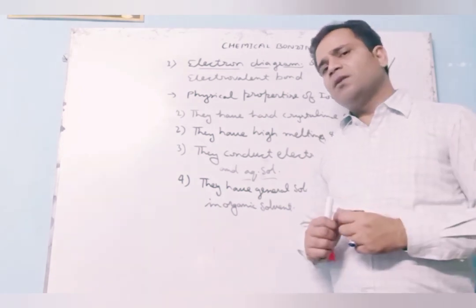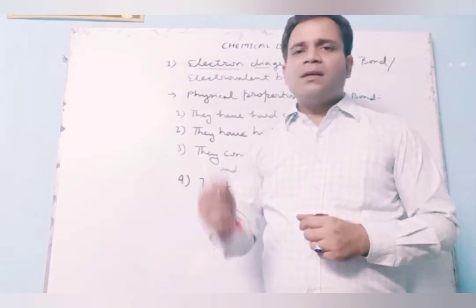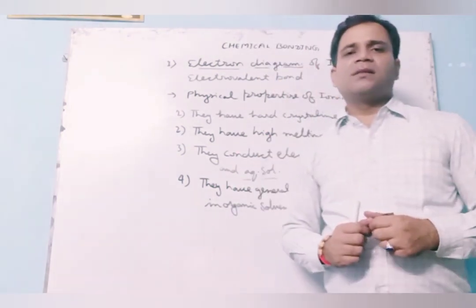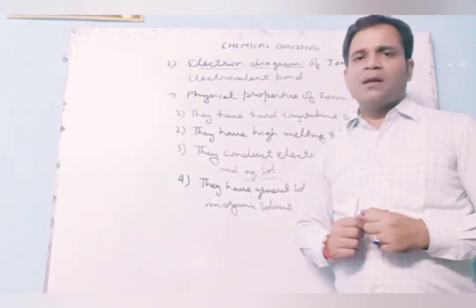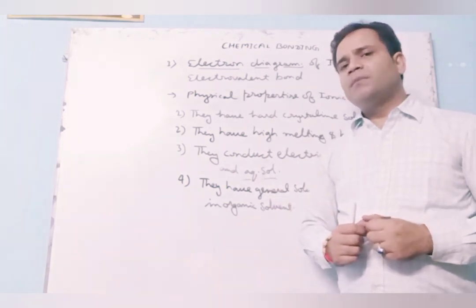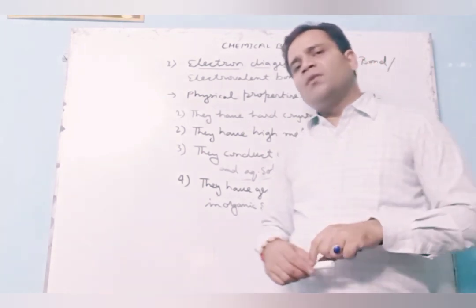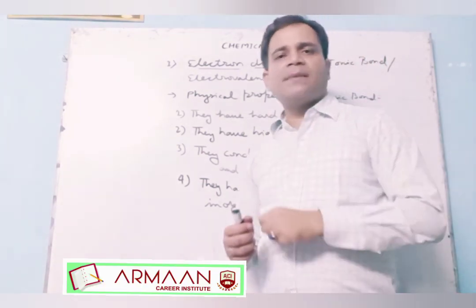Now in the next video I will discuss the other type of chemical bond. The name of the bond is the covalent bond, how the covalent bond forms, and what are polar and non-polar covalent bonds. So in the next video we study the other types of bond.